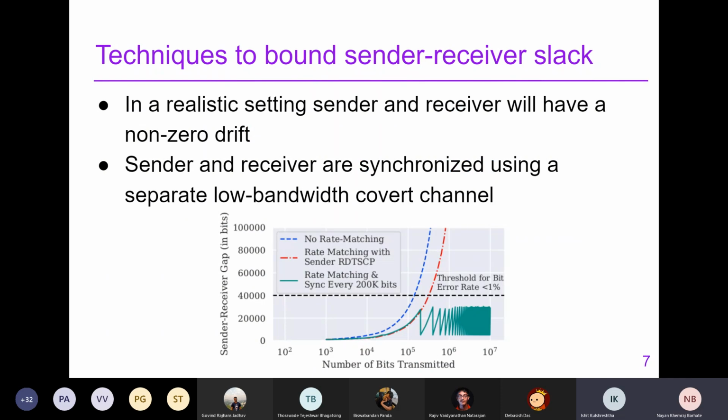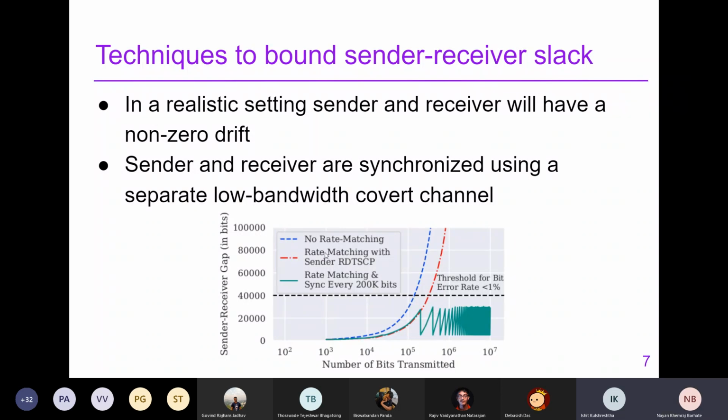So we incorporated coarse synchronization. The sender and receiver agreed that after sending a fixed number of bits, they'll synchronize using a separate low bandwidth covert channel attack. In this graph, the red one is without coarse synchronization, and blue is with synchronization. They have agreed that after 200k bits, they'll synchronize. So after sending the first 200 bits, they synchronize and the gap will be zero. Then again, after 200 bits, it reaches some gap, and we synchronize it again.